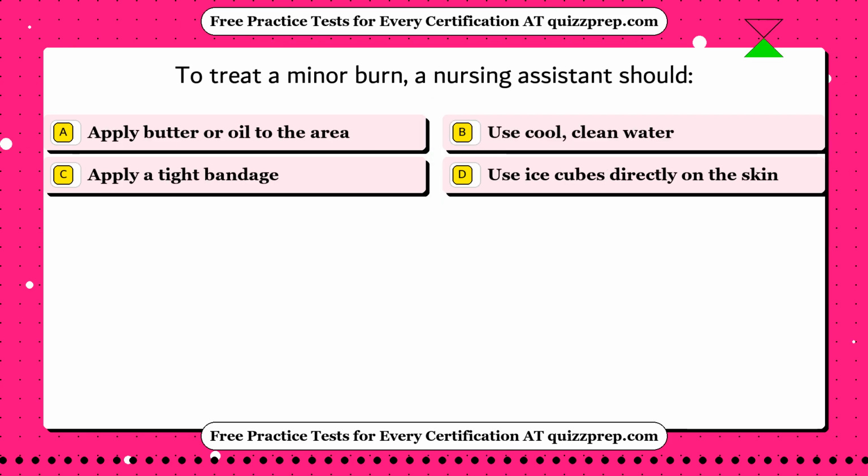Question 71. To treat a minor burn, a nursing assistant should: Option A, apply butter or oil to the area. Option B, use cool, clean water. Option C, apply a tight bandage. Option D, use ice cubes directly on the skin.